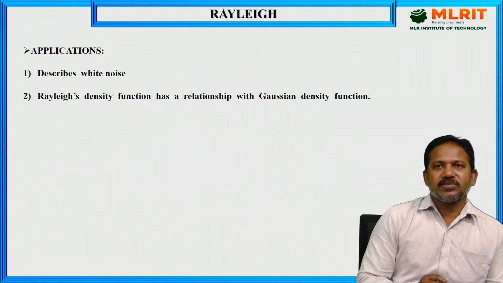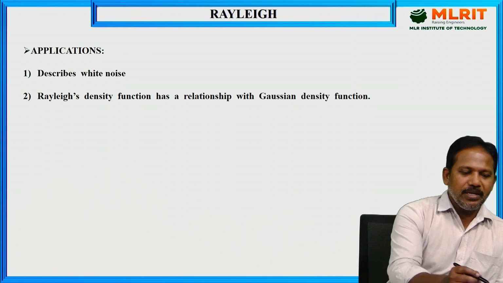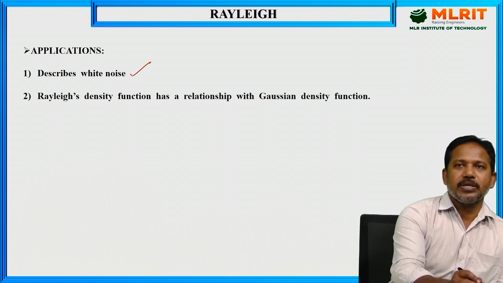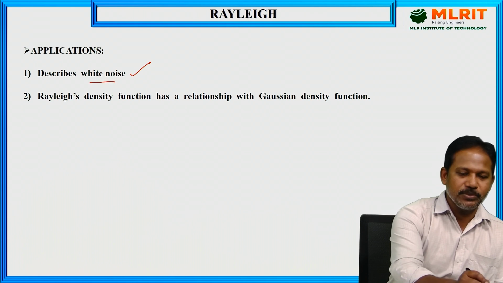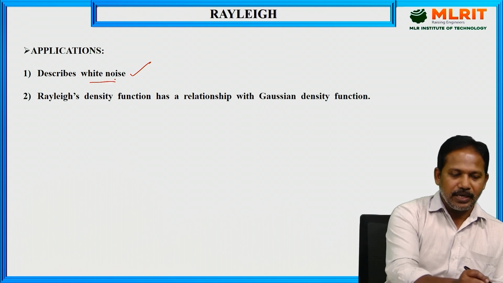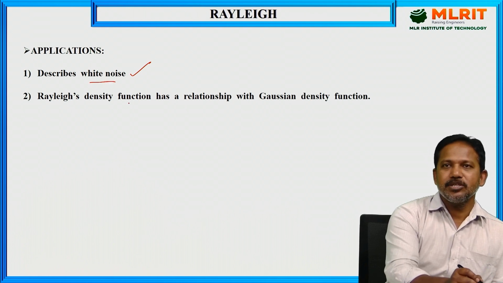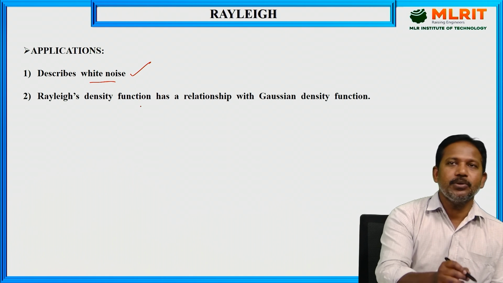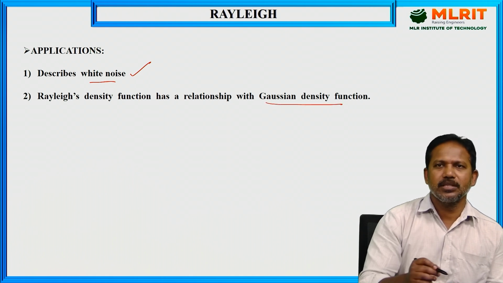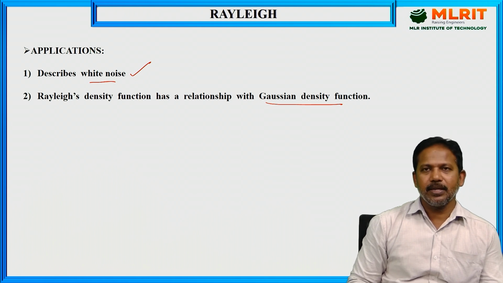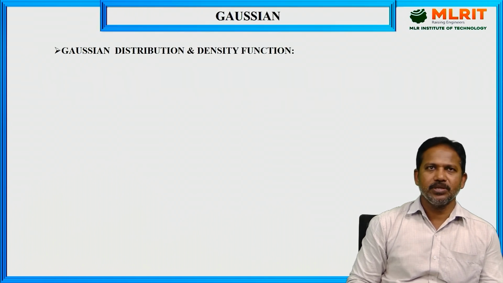So what are the applications for this one? Mainly this will be used when white Gaussian noise is passed through a band pass filter. In that case we use this type of Rayleigh function, and this Rayleigh density distribution function is also similar to the Gaussian probability distribution density function. So these are the applications for Rayleigh distribution and density function.